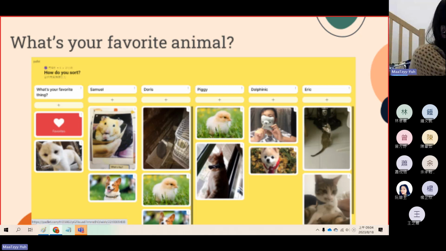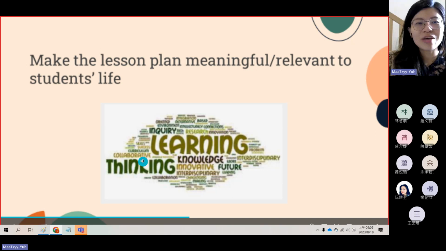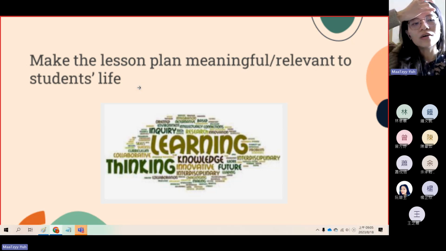So I think there are some activities or things you could think about. How can you get to know your students? And I promise you, this will be very rewarding. After you get to know them, you would have a better idea, a better view about how you can interact with them. So doing this can be really helpful, and also makes a lesson plan meaningful and relevant to students' lives.